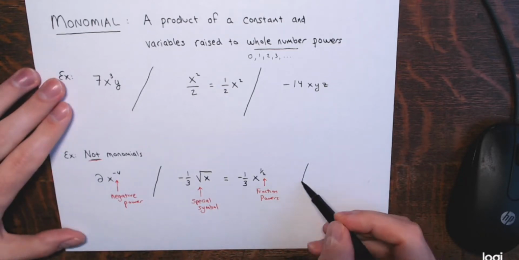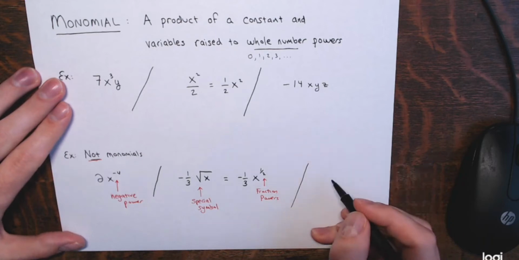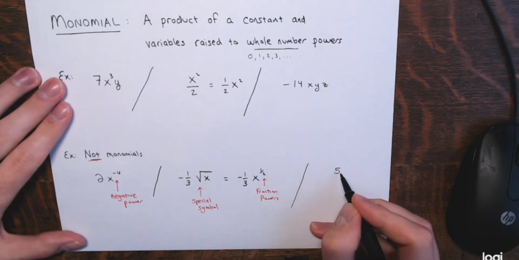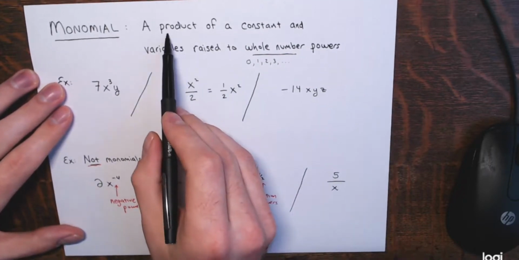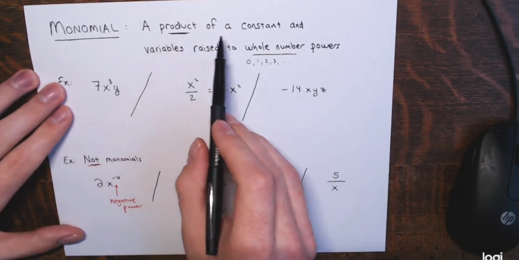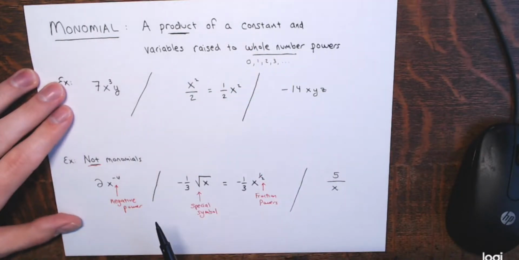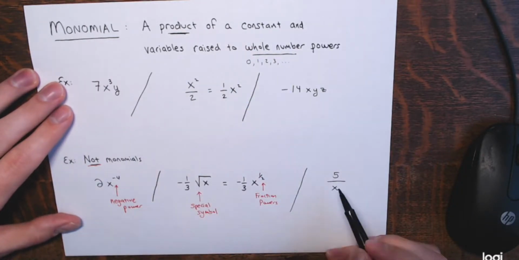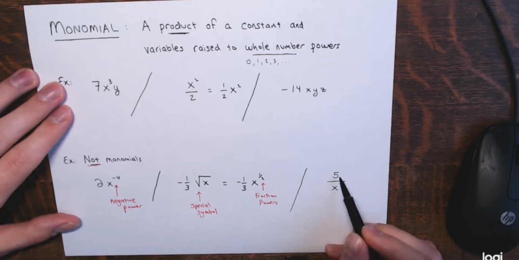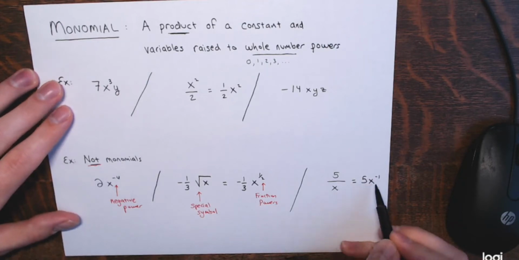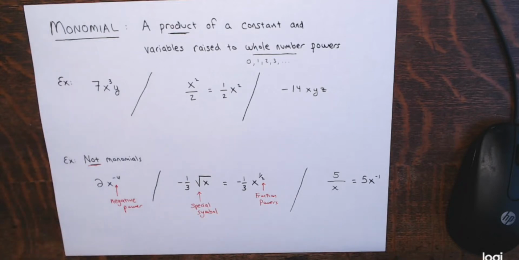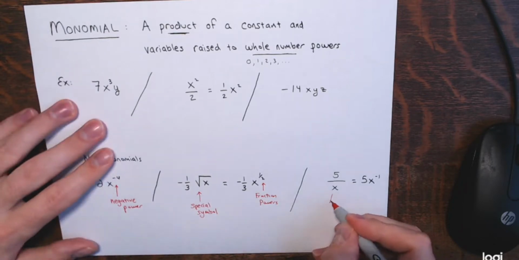And then one last example of something that's not a monomial would be like 5 divided by x. Right? Remember I said earlier it's a product of a constant and variables raised to whole number powers. This is not a product, it's a quotient. Right? It's not multiplication, it's division. Now you could also write this as 5 times x to the negative 1 if you know your negative powers, but either way it's not considered a monomial because you have a variable in a denominator.